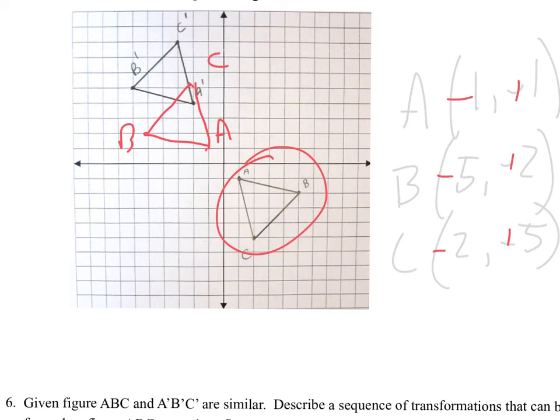So I'll just focus on point A. It went from here to here, and I'm just going to count the number of units. It went 1, 2, 3 up, and 1 to the left.